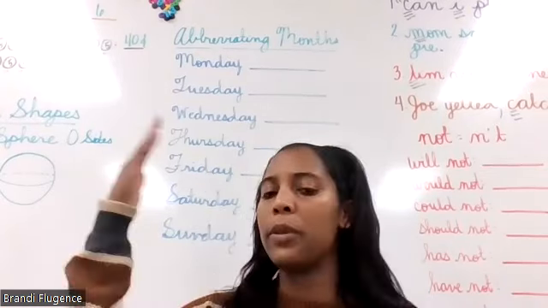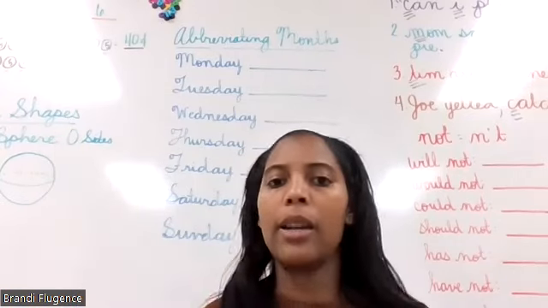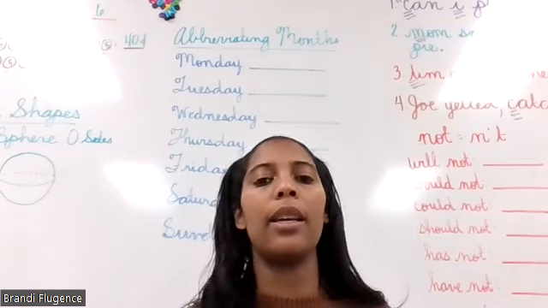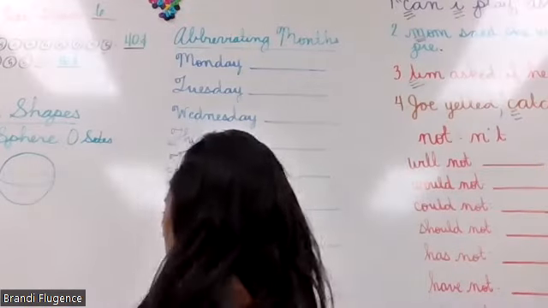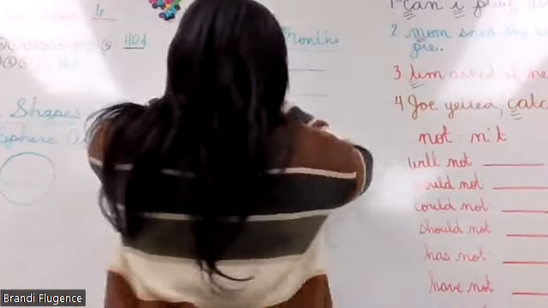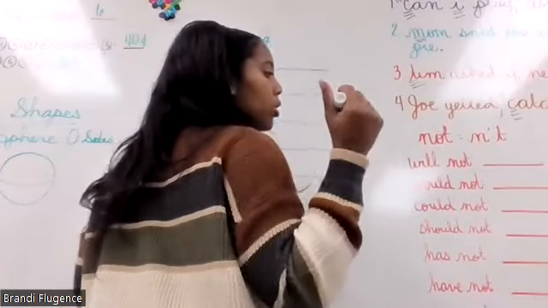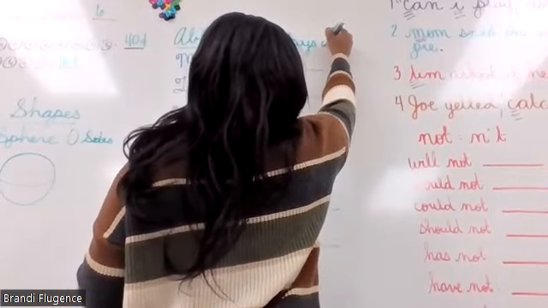When we abbreviate, remember we start with the capital letter and we write the first 3 letters, and then we finish it with a dot, a period, at the end. So we're going to abbreviate the days of the week this week. I put months, but it's supposed to be days of the week. Abbreviating the days of the week.